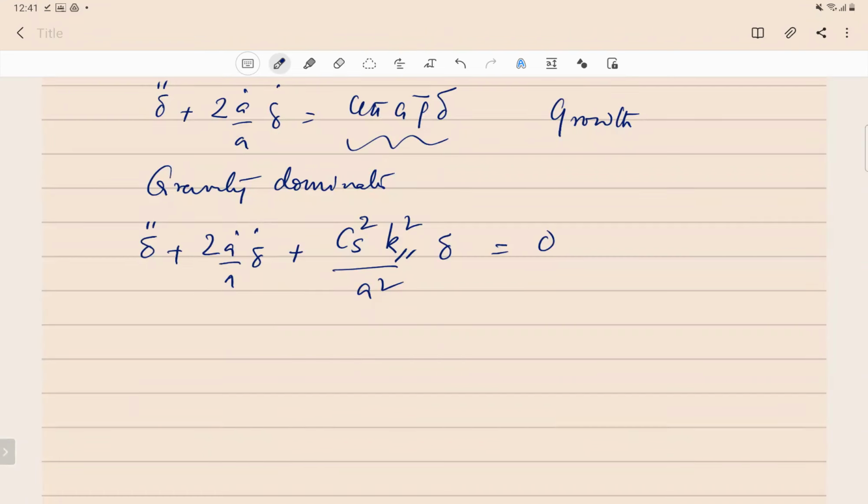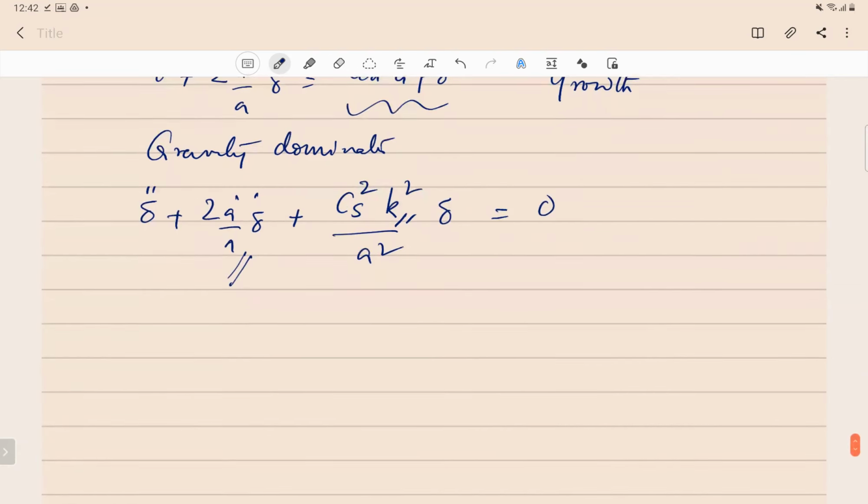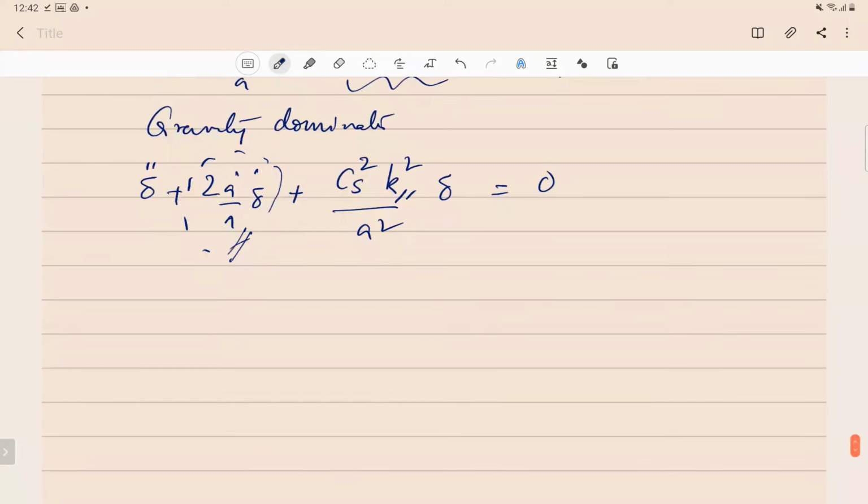Now, this solution is not very easy to do because we have a time-dependent a dot by a, this Hubble parameter sitting over here. So what one can do is, of course, when this a dot by a is 0, then you have basically a pure oscillation. It's just SHM, right? If the damping goes to 0, then you have simple harmonic motion. So that's just pure sound waves.